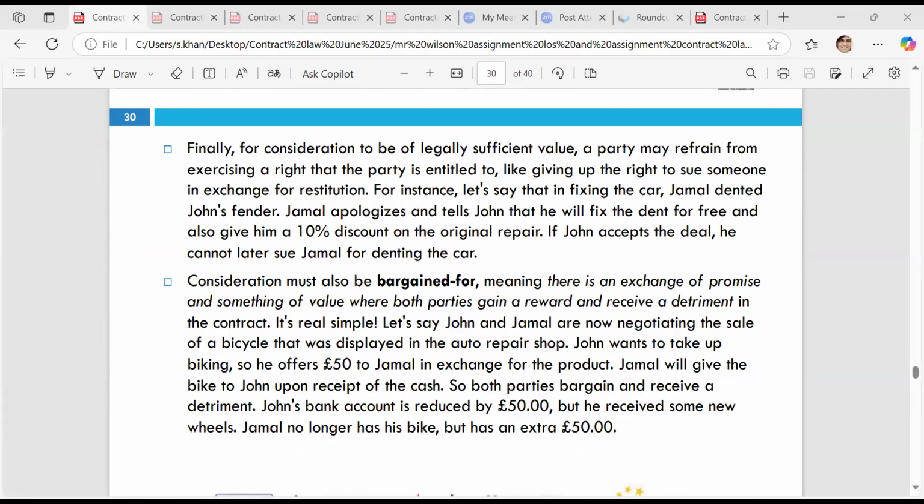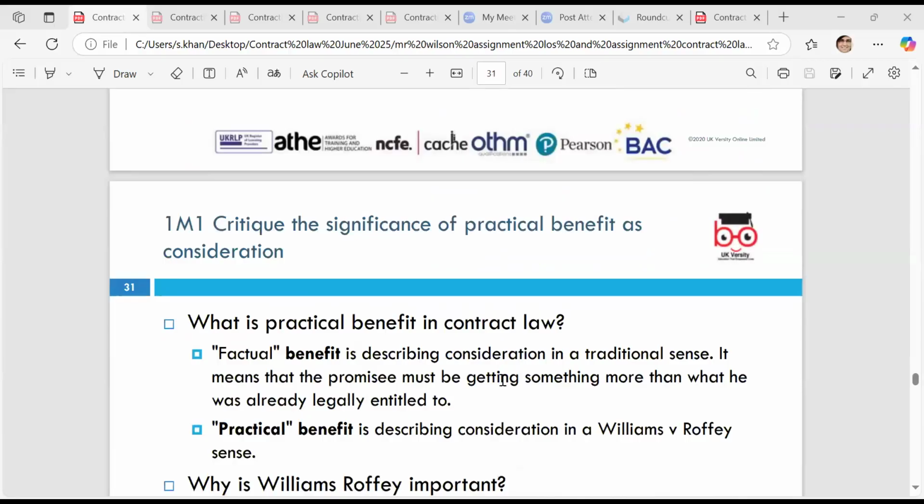That's what it means. In real terms, let's say John and Jamal are negotiating the sale of a bicycle that was displayed in the auto repair shop. John wants to take up biking, so he offers £50 to Jamal in exchange for the product. Jamal will give the bike to John upon receipt of the cash. So both parties bargain and receive a detriment. John's bank account is reduced by £50, but he's received some new wheels. Jamal no longer has his bike, but has an extra £50.